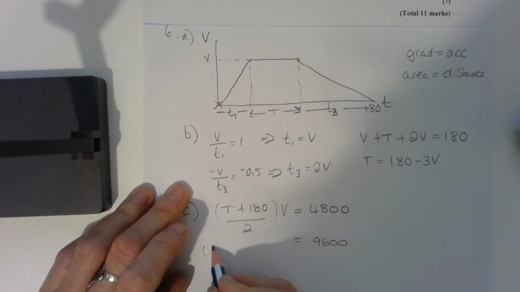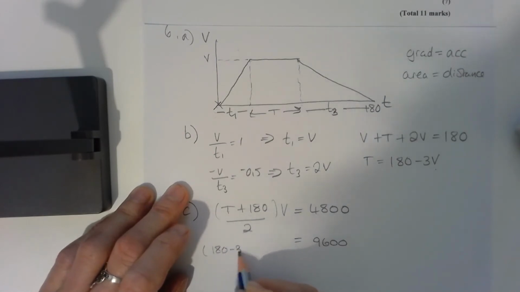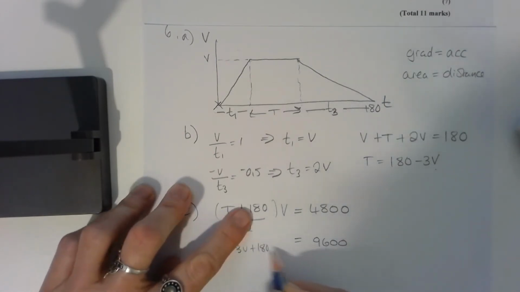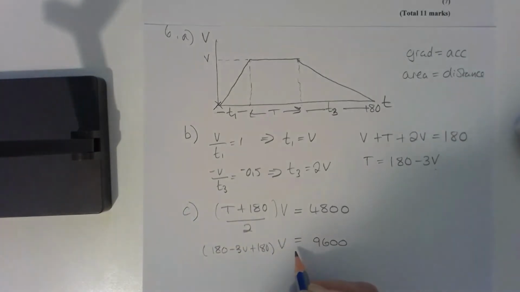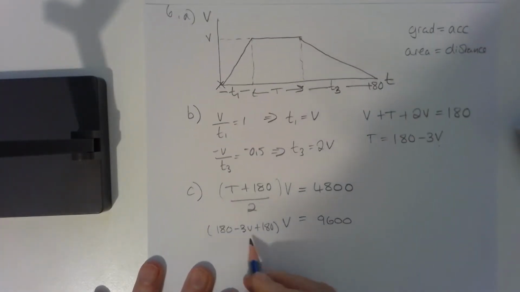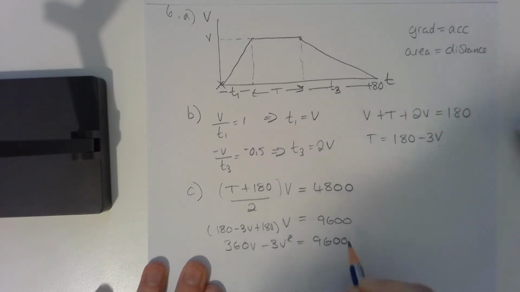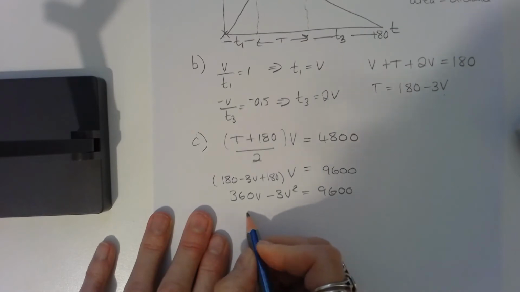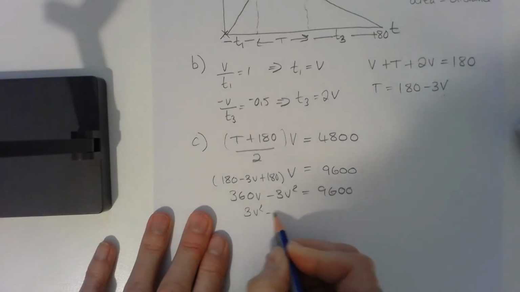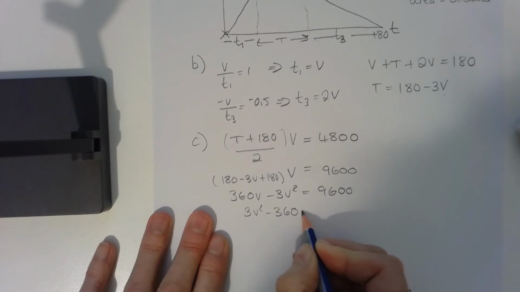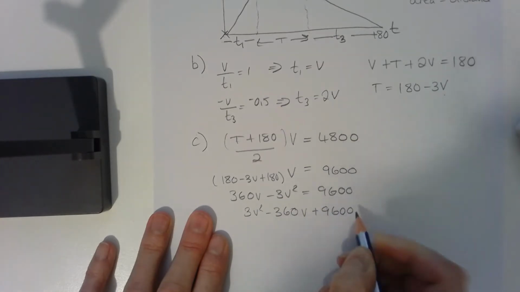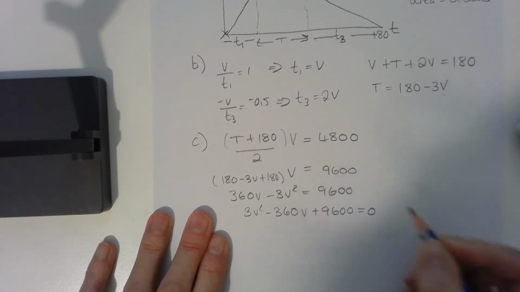So 180 minus 3v plus 180, multiplied by v, is equal to 9,600. Multiplying this out, 360v minus 3v squared equals 9,600, and just rearranging, 3v squared minus 360v plus 9,600 is equal to 0.